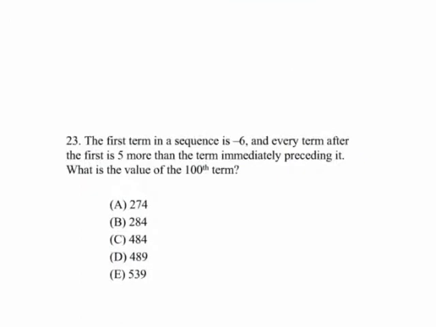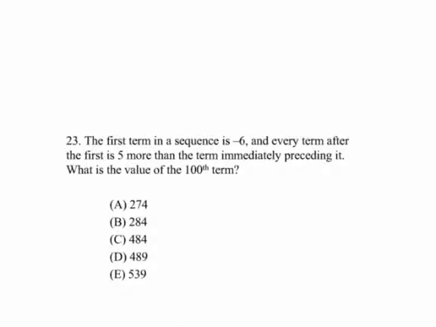This sequence problem looks a little bit tough. There's one key thing to remember. We'll get to that in just a second. The first term of the sequence is -6, and every term after the first is 5 more than the term immediately preceding it. What is the value of the 100th term?